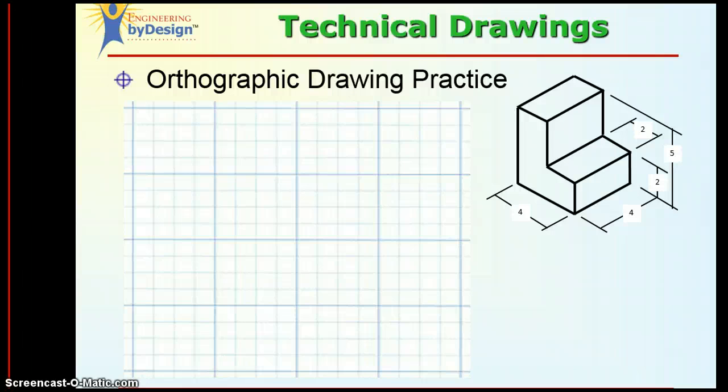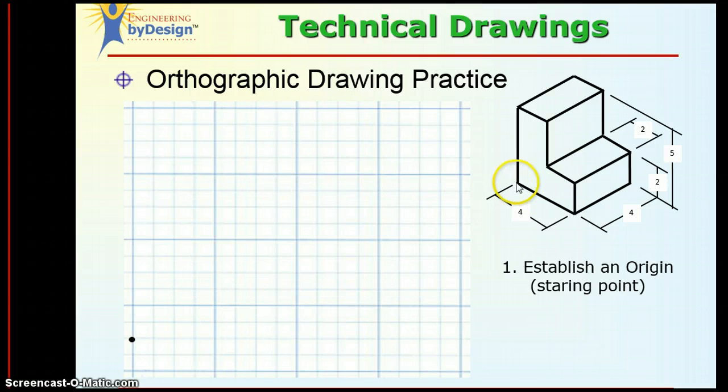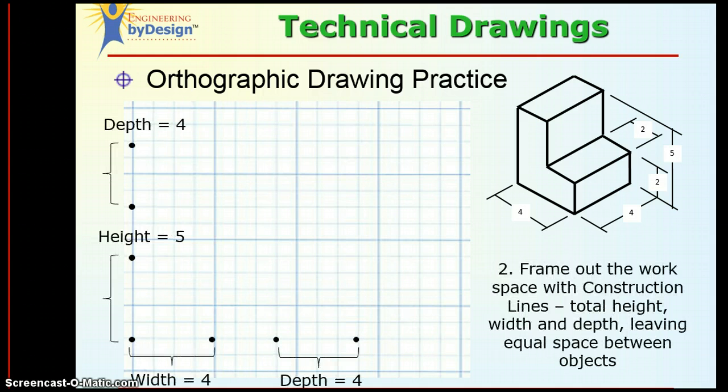Okay, so here are our 7 steps to help us do these orthographic drawings. 1, we establish a point of origin, and a real easy place to start is down here at the bottom. This is going to be my point of origin, and I've dotted it over here. Second, we're going to frame out the workspace with construction lines. So we're going to look at the total height, width, depth, and we're going to leave equal space between the objects or the elevations that we just talked about.